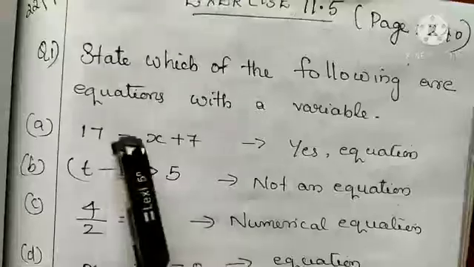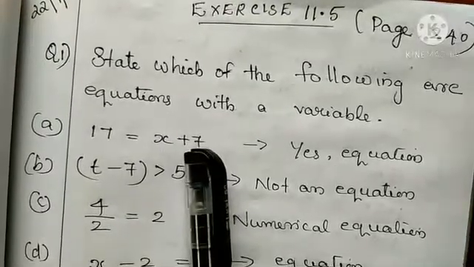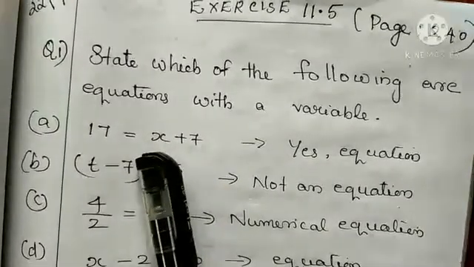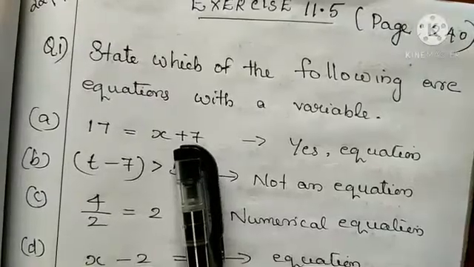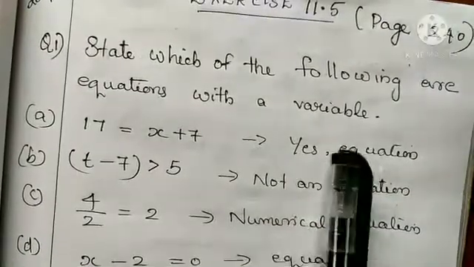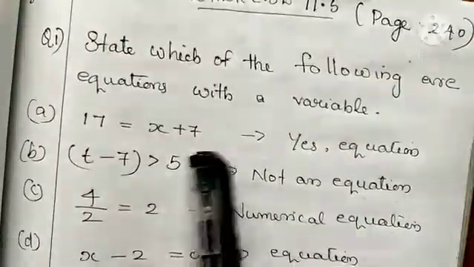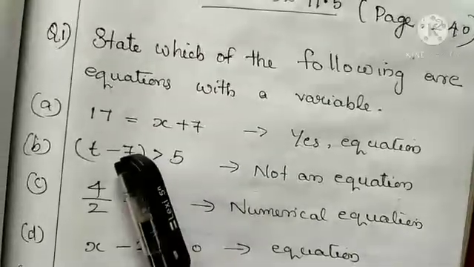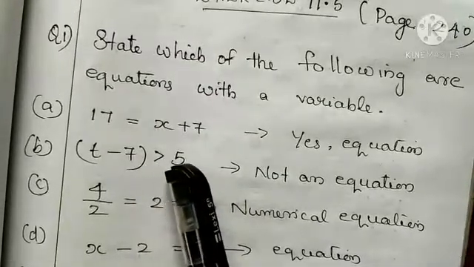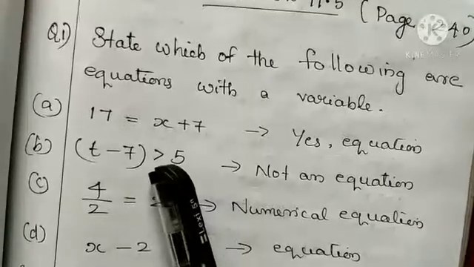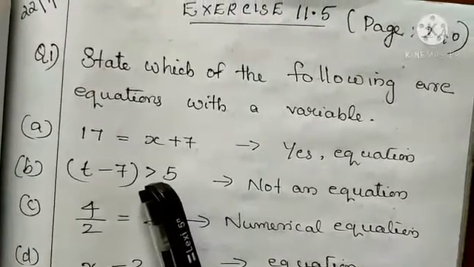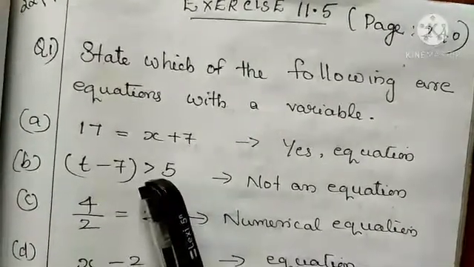First one, 17 equal to x plus 7. Here equal sign, moreover one variable. So this is an equation. Which is the variable? X. B, t minus 7 greater than 5. Here not an equal sign, so this is not an equation.